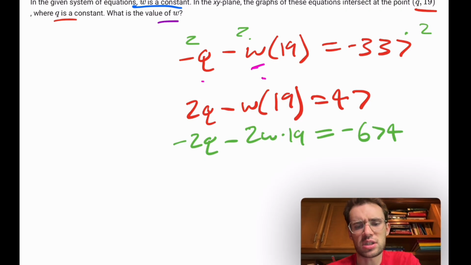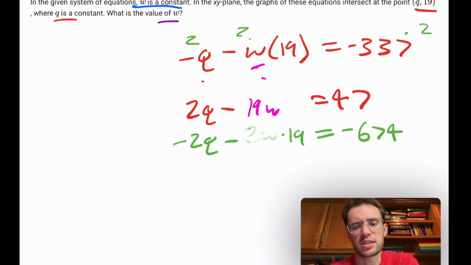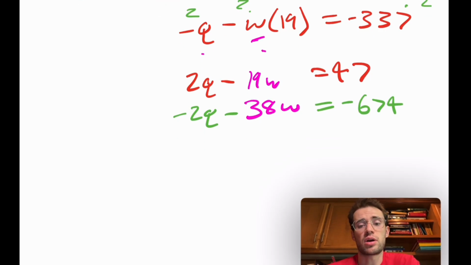All right, so we got this. Let's distribute. So w times 19 gives us 19w, and then 2w times 19 will give us 38w. Both of those are negative. We got a negative sign up front. So now if we combine these two equations, add the left sides together and add the right sides together, they're supposed to be equivalent on both sides, so it's like adding the same thing to both sides.